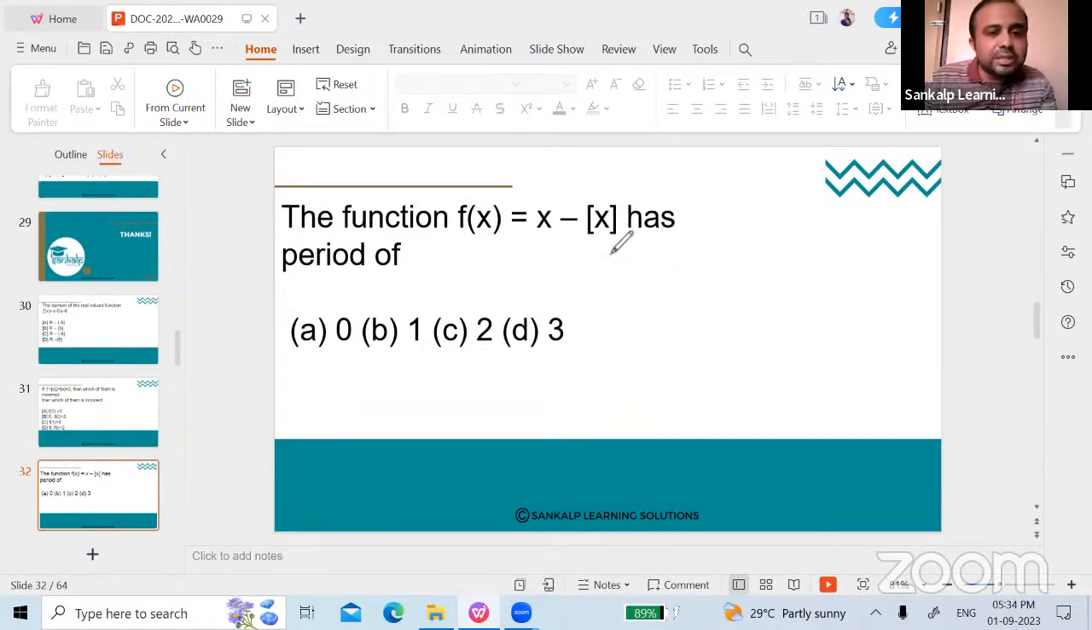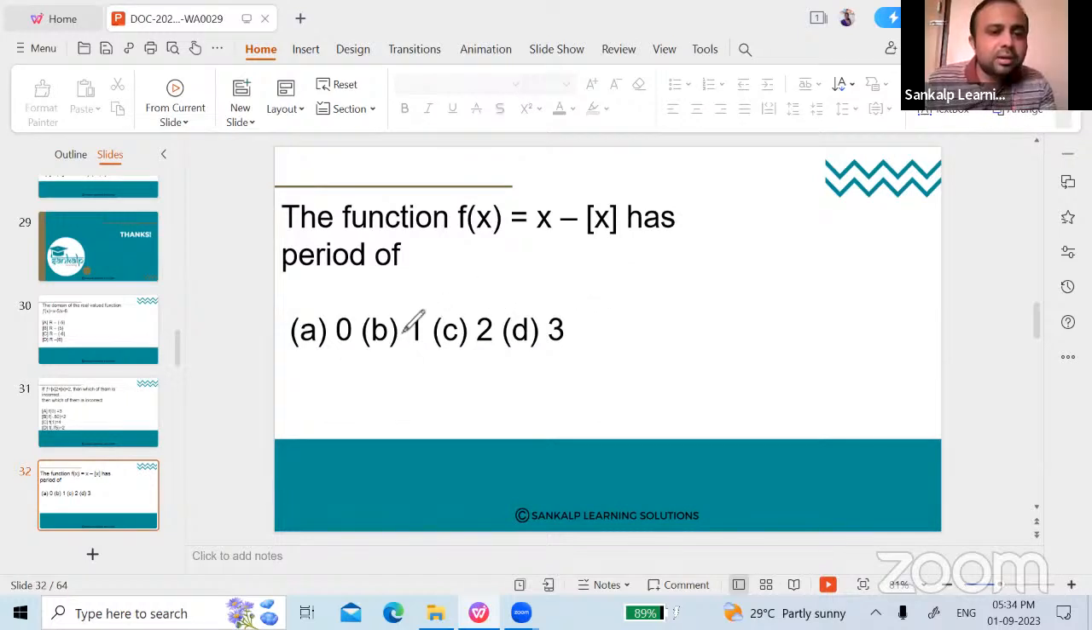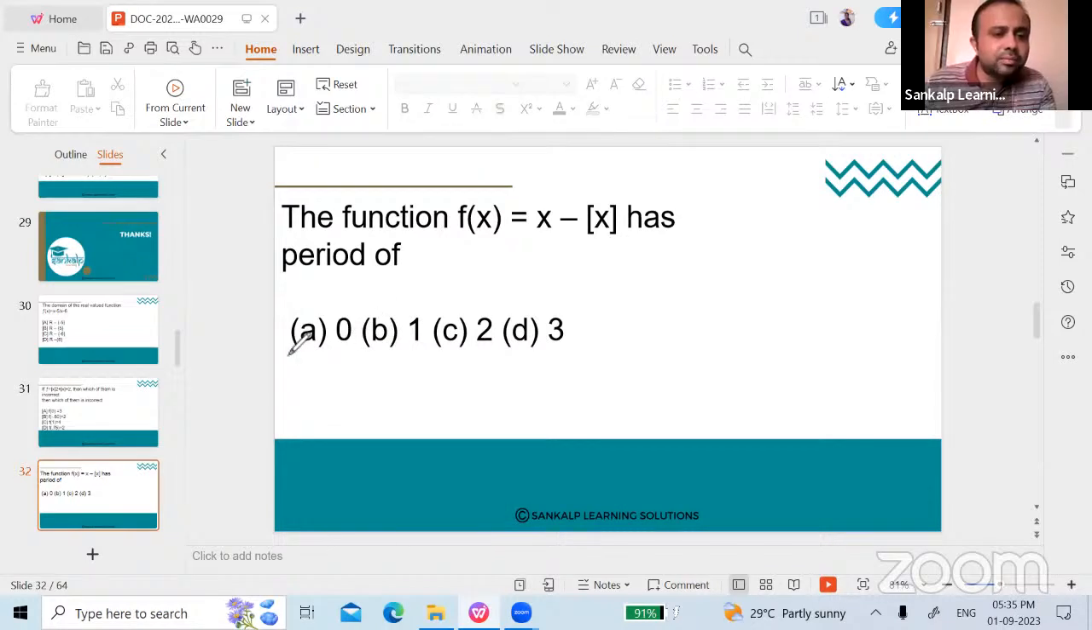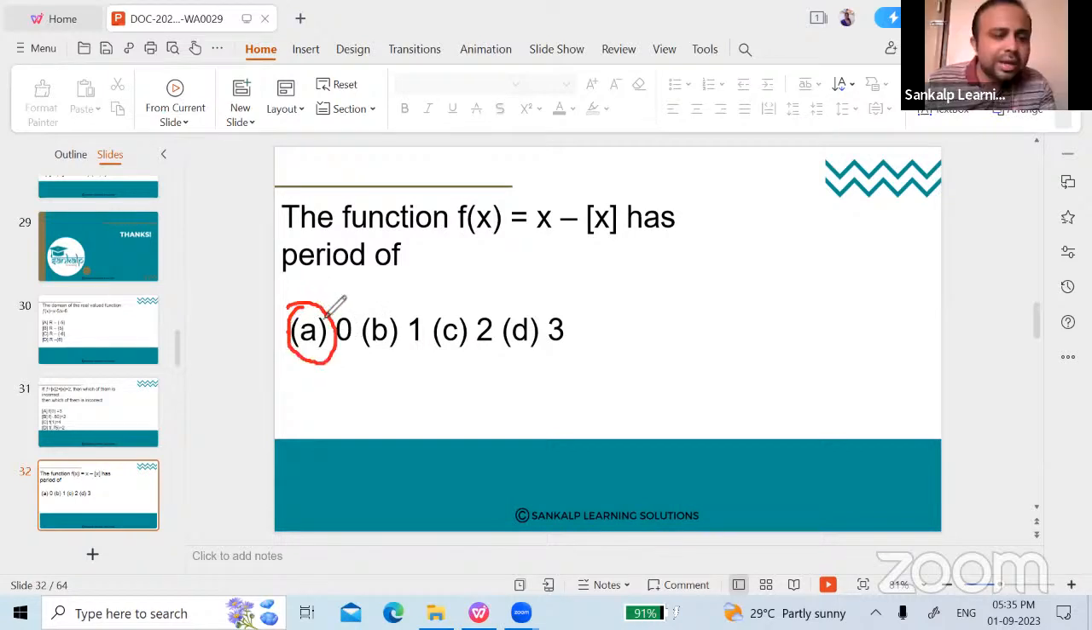So try to understand: the function f of x is equal to x minus the closure of x, and it has a period of 0, 1, 2, or 3. These are the options. So which option is correct here? Who has given the answer? Nirmala has given option A. Let me try with that.